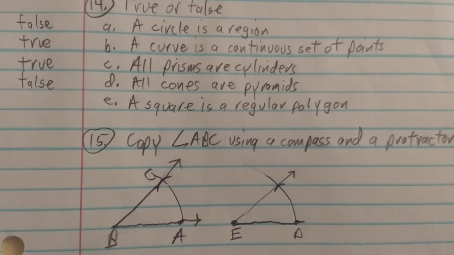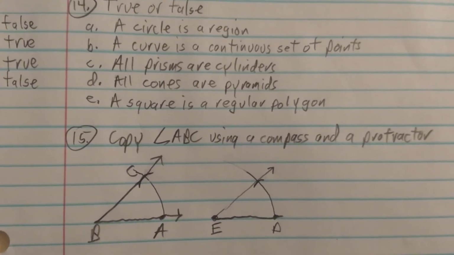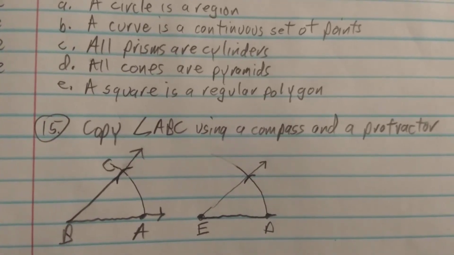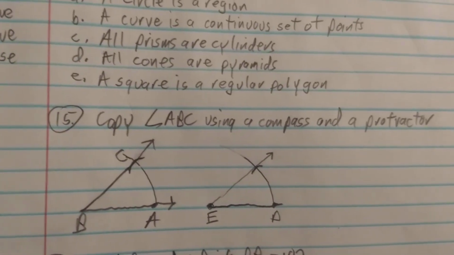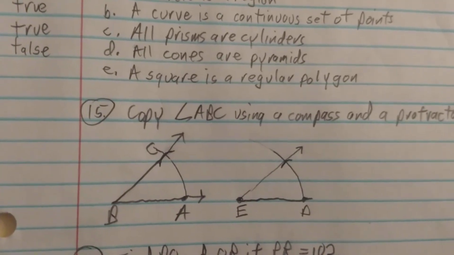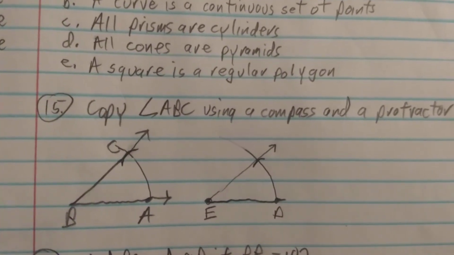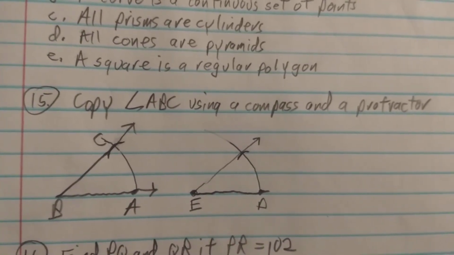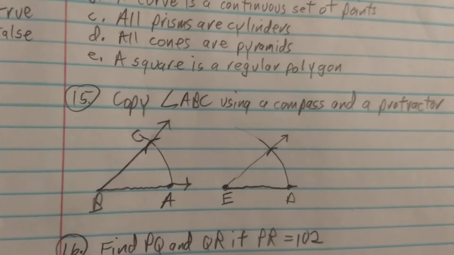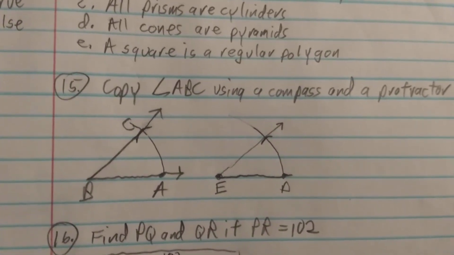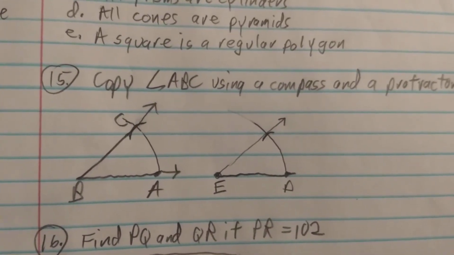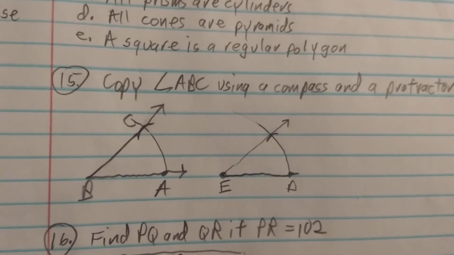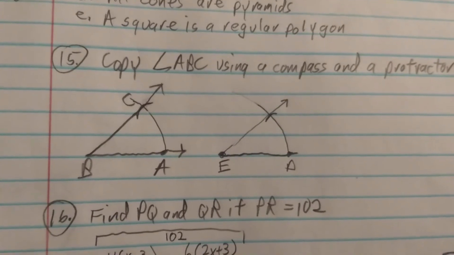Then we'll look at C, all prisms are cylinders, which is true because they're cylinders with just a polygon base. And for D, all cones are pyramids, which is false because a cone could be circular and not be a pyramid. And then a square is a regular polygon. This is true because a regular polygon just means that the sides are the same and the angles are the same, which is certainly true for a square.